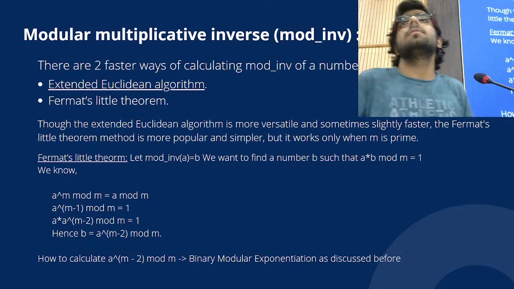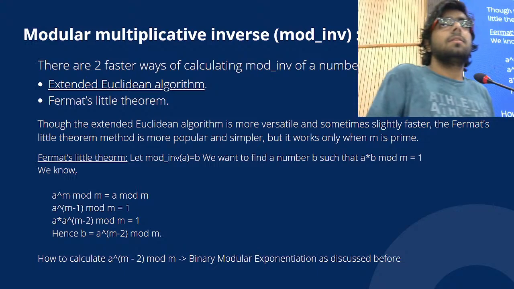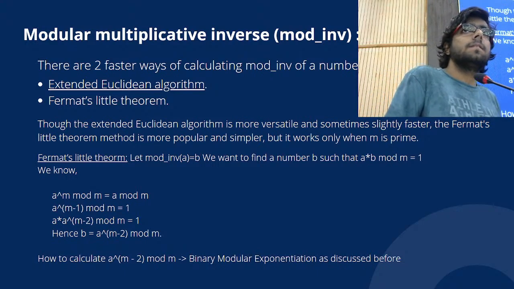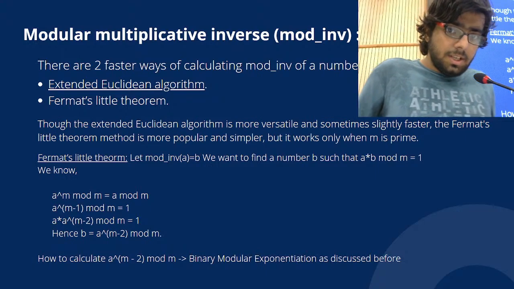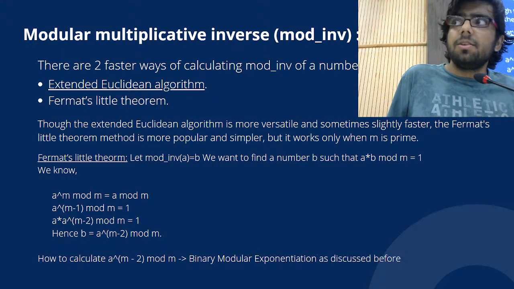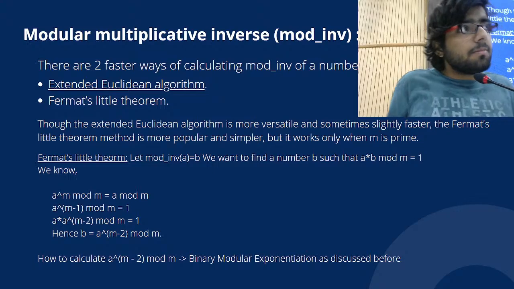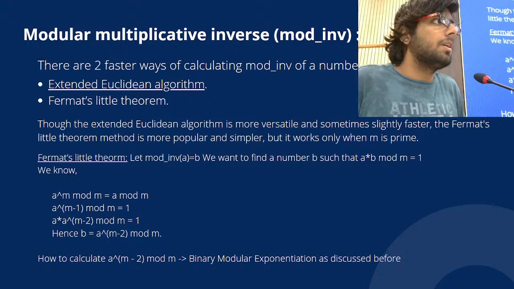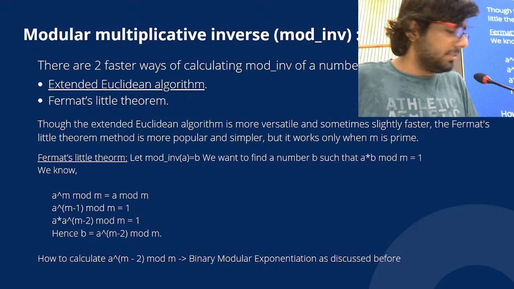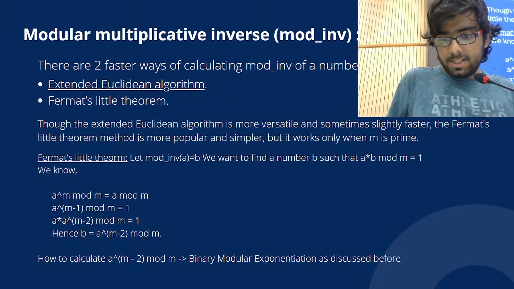Totient of M? What? Sorry. We would use the totient of M. Yeah, we can use that. We can also find it by simply the Euclidean method, like we use for finding the GCD. We'll talk later on that.